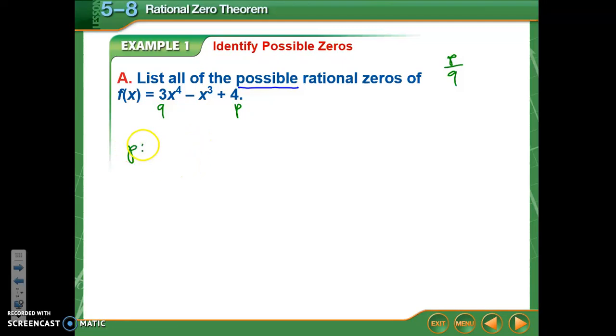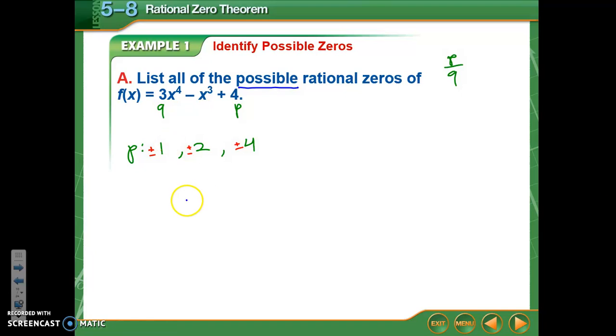So what are the factors of 4? 1, 2, and 4, right? But we have to take into account positives and negatives. This is pretty easy. You just have to put a plus or minus in front of each factor, because negative 4 is a factor of positive 4, and positive 4 is a factor. Positive and negative 2 are both factors, and positive and negative 1 are both factors.